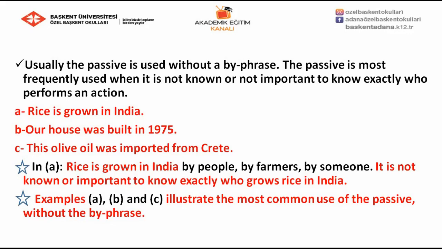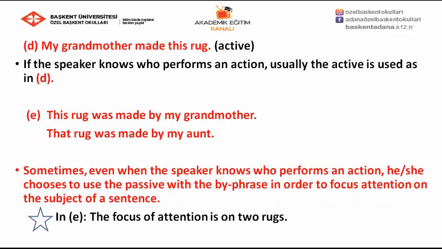A. Rice is grown in India. B. Our house was built in 1975. C. This olive oil was imported from Crete. In A, rice is grown in India by people, by farmers, by someone. It's not known or important to know exactly who grows rice in India. Examples A, B, and C illustrate the most common use of the passive without the by phrase.